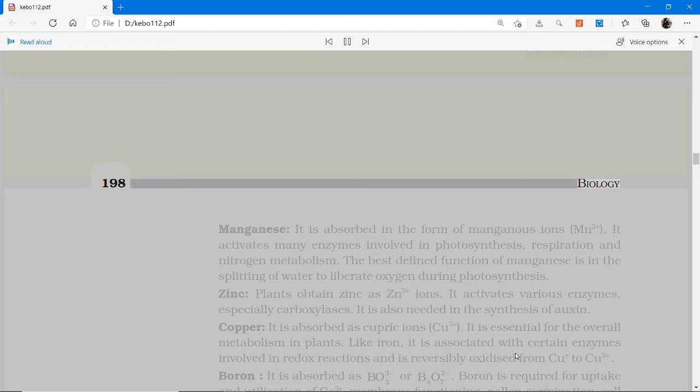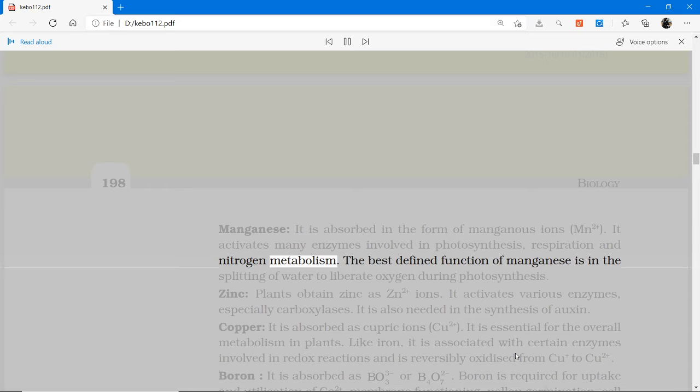Manganese is absorbed in the form of manganese ions, Mn2+. It activates many enzymes involved in photosynthesis, respiration, and nitrogen metabolism. The best defined function of manganese is in the splitting of water to liberate oxygen during photosynthesis.